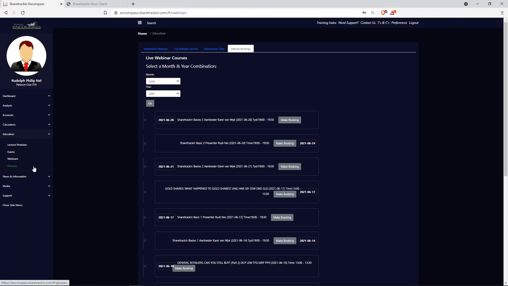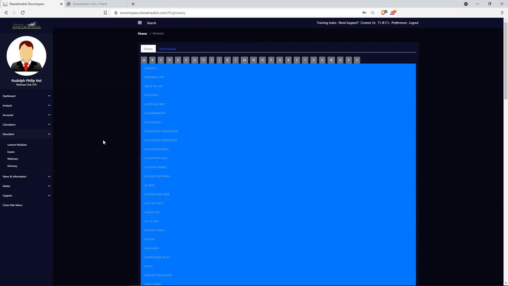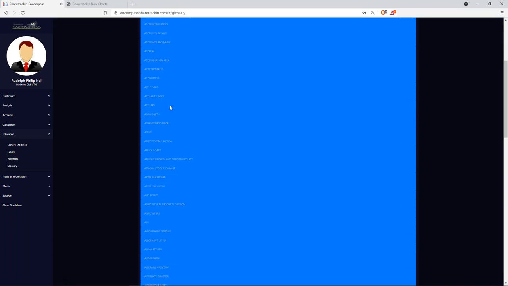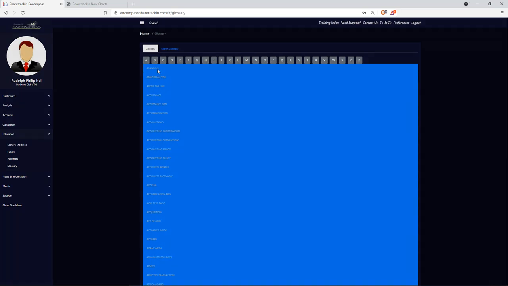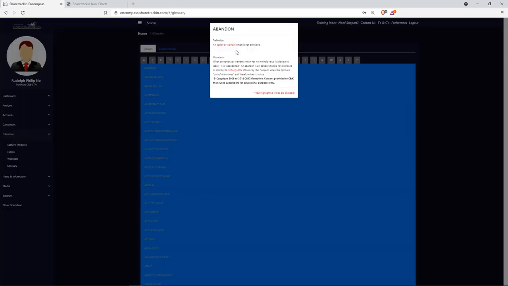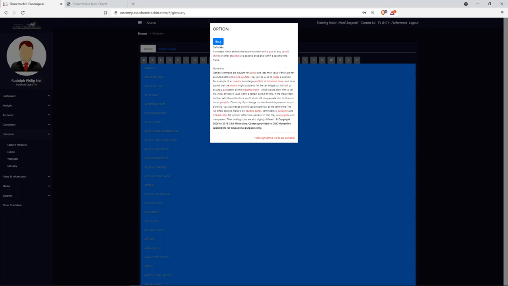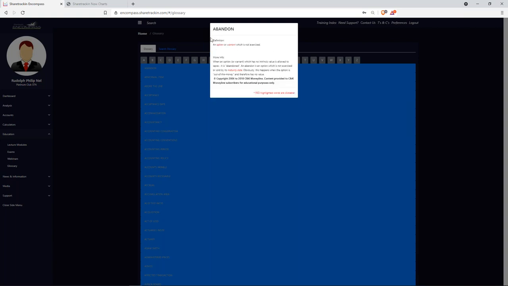Then also your glossary. Any words or terms that you don't understand on the software, just click on glossary and we'll give you all the words that you can go and search up. For instance, if you don't know what abandon means, click on abandon. It will give you the explanation for abandon. If you don't know, for instance, what option means, you just click on option and it gives you an explanation for option. All right, so every red word will also have a definition and an explanation.